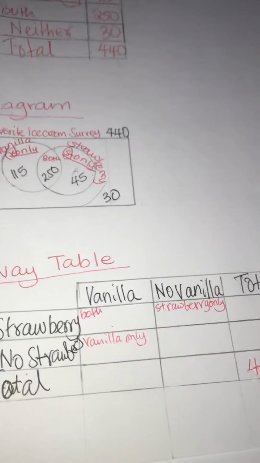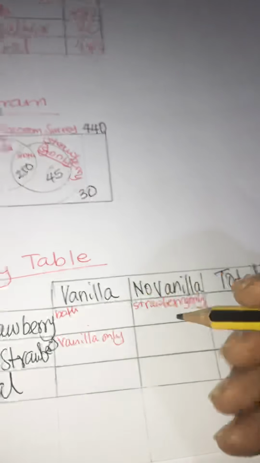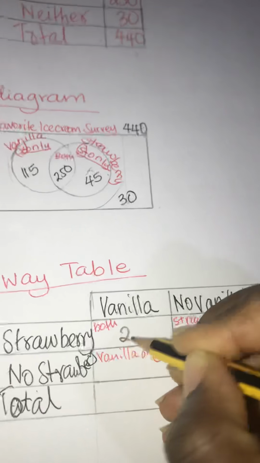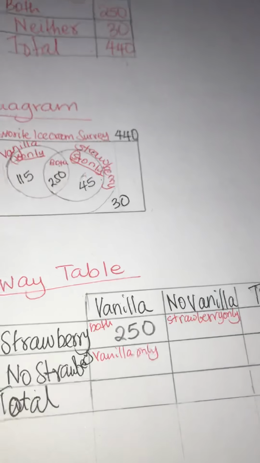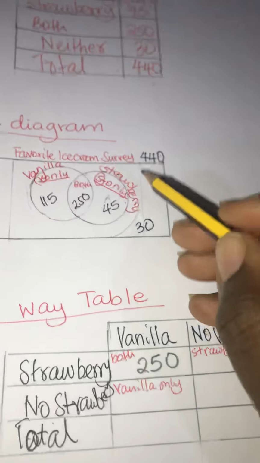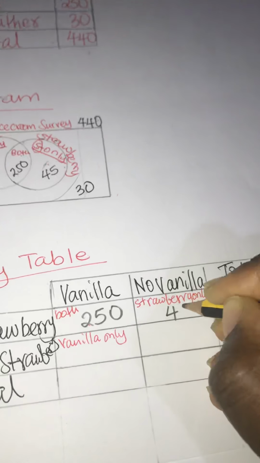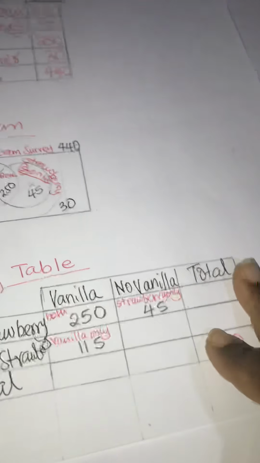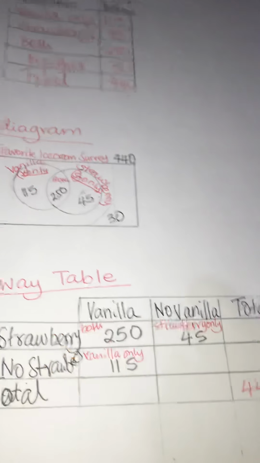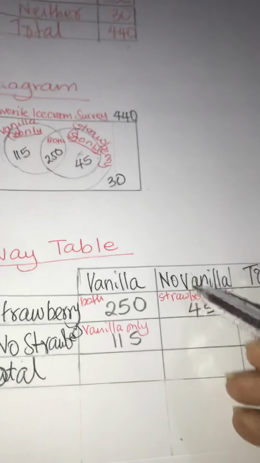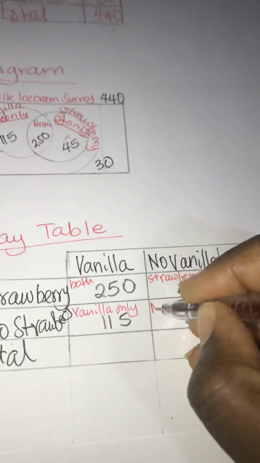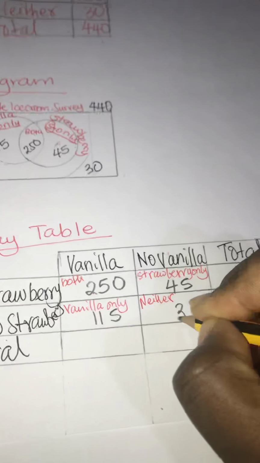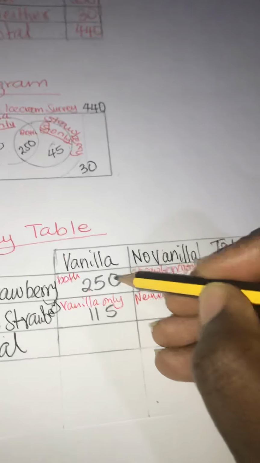Now let's put our numbers. I don't have another color, I'll use my pencil. Both vanilla and strawberry is 250. I will put here 250. No vanilla means strawberry only, 45. Vanilla only, 115. Okay? No, this means neither. This means no vanilla, no strawberry. So that means neither. That means 30.